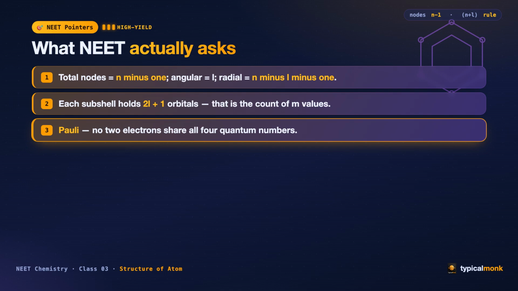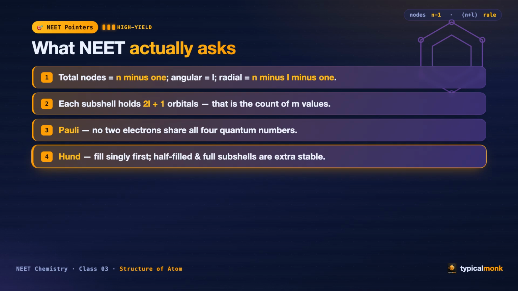3. The Pauli exclusion principle. No 2 electrons in an atom can share all 4 quantum numbers. This is why an orbital holds at most 2 electrons, and they must have opposite spins. 4. Hund's rule. Within a subshell, electrons occupy separate orbitals singly, with parallel spins, before any pairing begins, and half-filled and fully filled subshells carry extra stability.